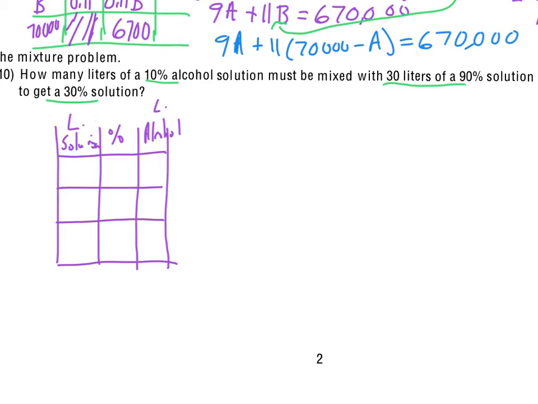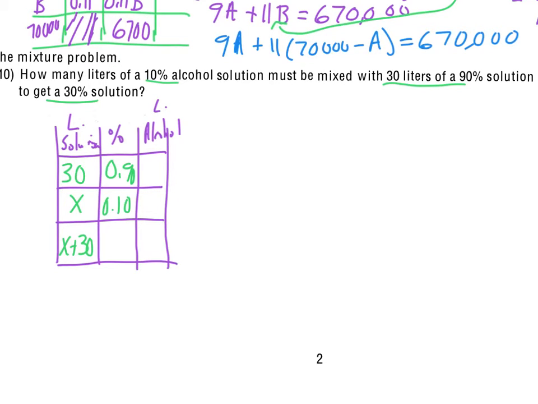So in the left column, we've got how many liters of actual solution there. Well, we know there's 30 liters of a 90% alcohol solution. We don't know how much of the 10% solution that we will use. So that means the total would be x plus 30. So again, we don't actually know that amount, but we can summarize it in terms of x pretty quickly.